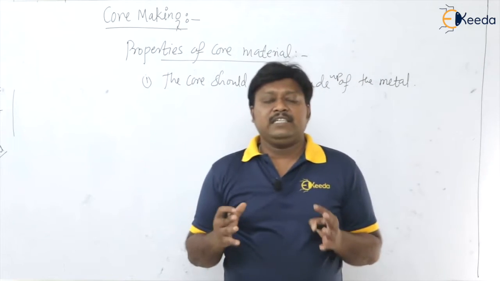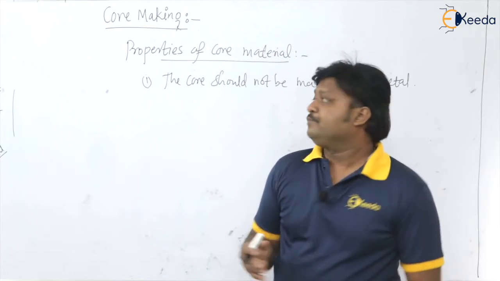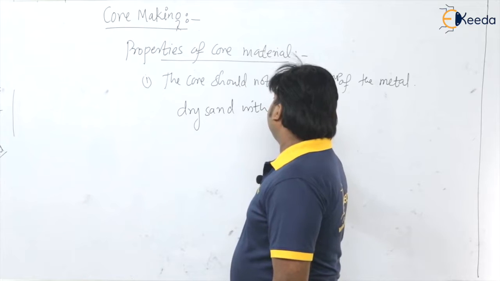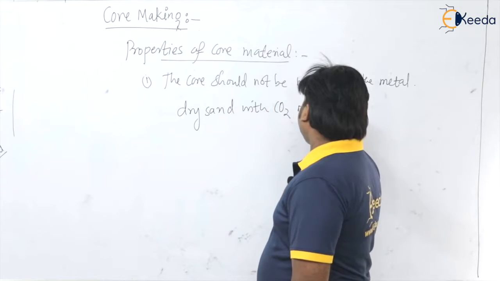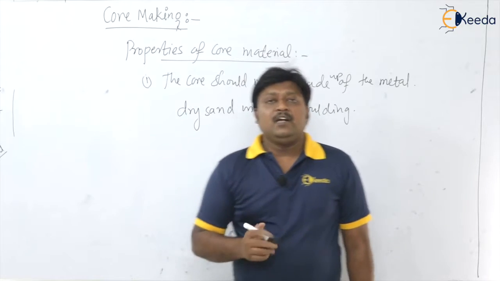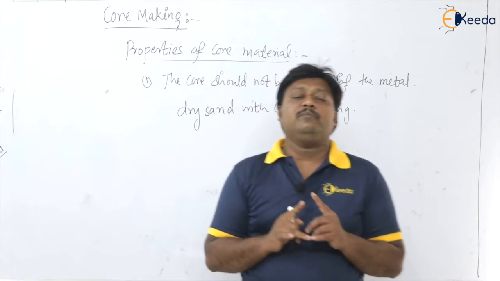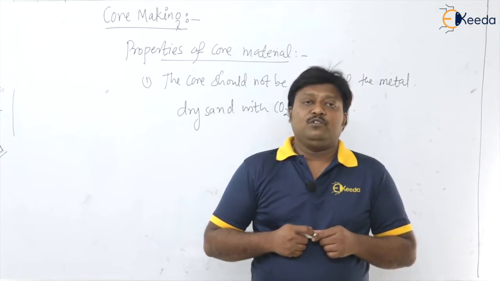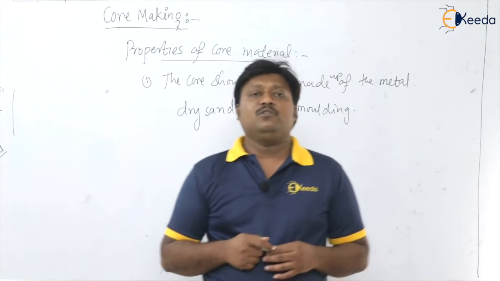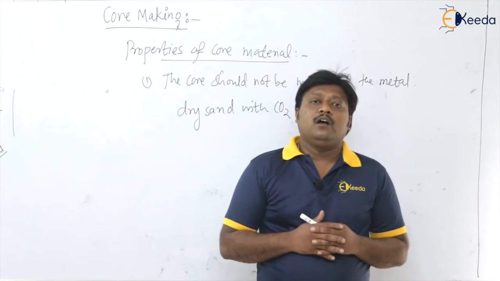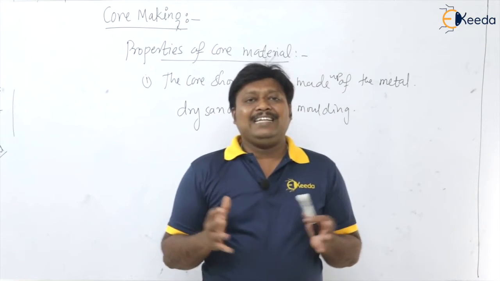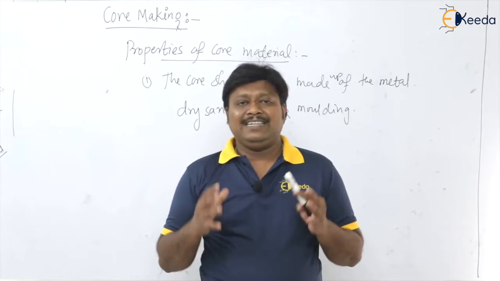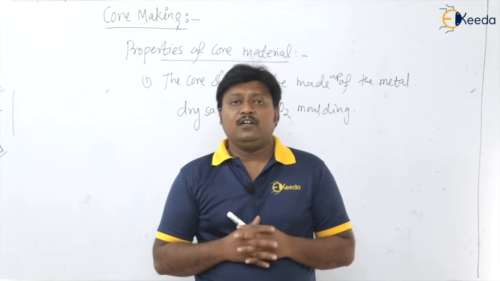So the core is always made with dry sand with CO2 molding. That we will see, how it is made. But the first property is that the core material should not be metal. Then which material? Dry sand is basically used for making the cores. We can use green sand also for making the core, but we have to bake the core properly in a dielectric baking machine or furnace. Then we can get the exact properties required for the core.